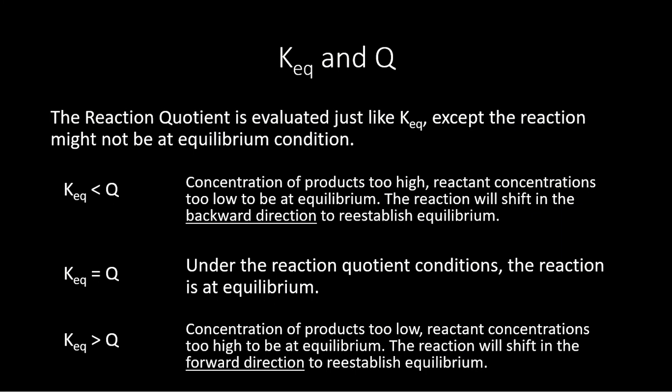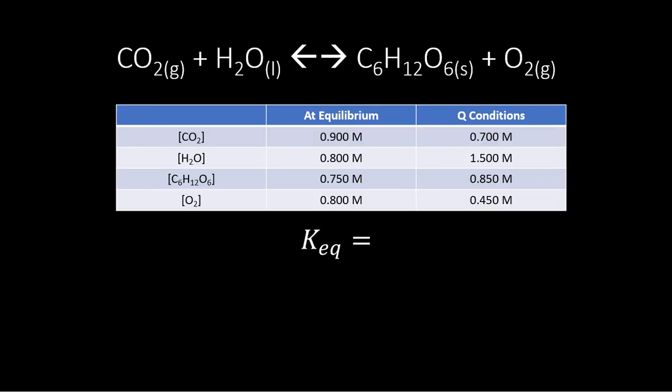So essentially there's too many reactants, too high a concentration of reactants. Therefore, the reaction will move in the forward direction to establish equilibrium. Now then, to start solving all of these, let's look at just one example of gaseous carbon dioxide reacting with liquid water to form solid glucose and gaseous oxygen. And this reaction is considered in equilibrium. It's going back and forth.